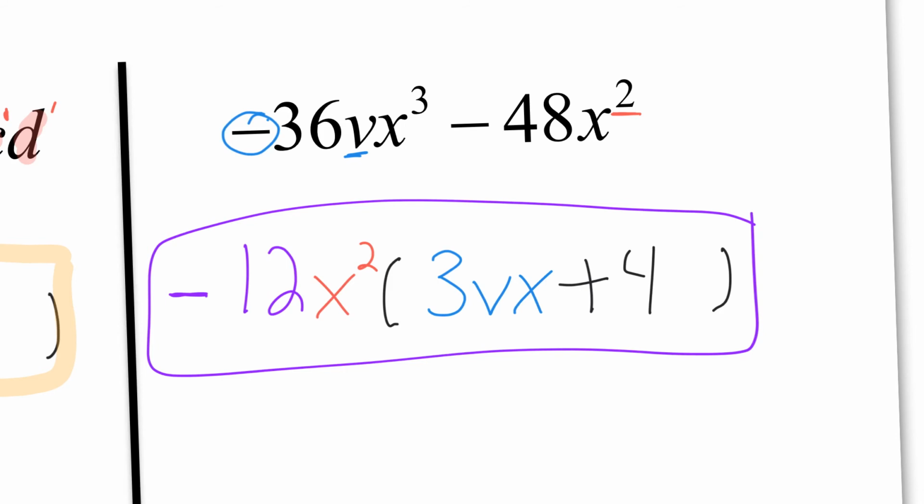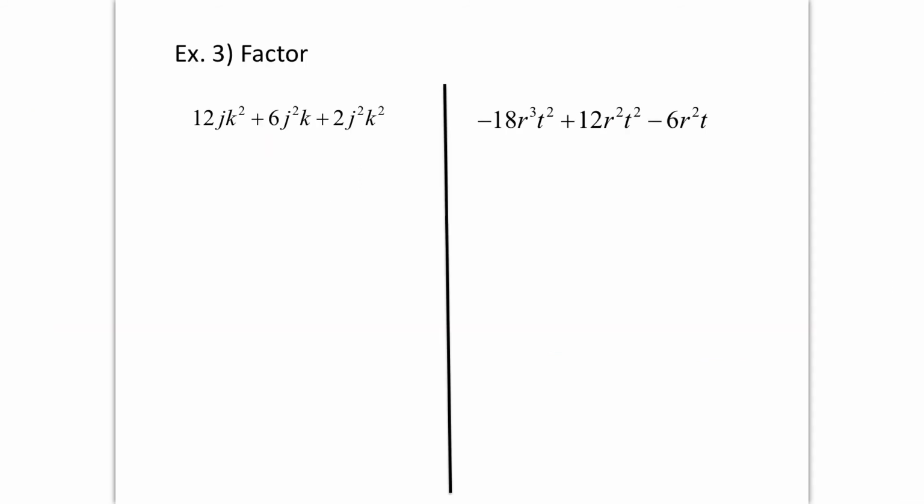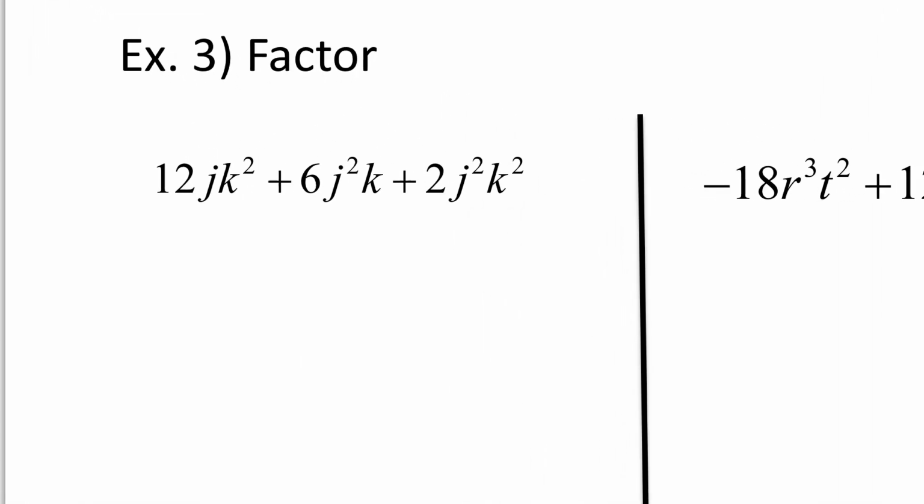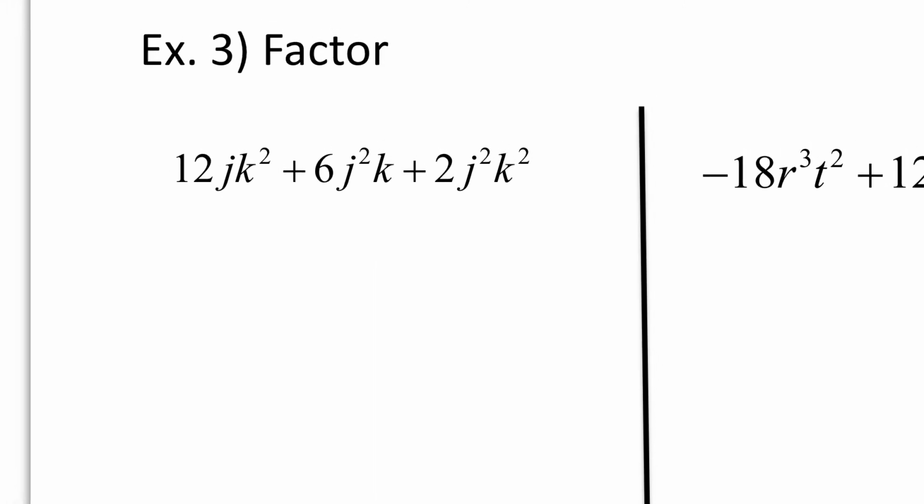All right, guys, now it's time to look at trinomials. I have a couple of trinomials here. And the concept is the same thing. You guys just need to do it 3 times. You need to look for the greatest common factor for 3 different numbers. So we want to factor the trinomials. First, let's go ahead and look at the trinomial here. We have a 12jk squared plus 6j squared k plus 2j squared k squared.